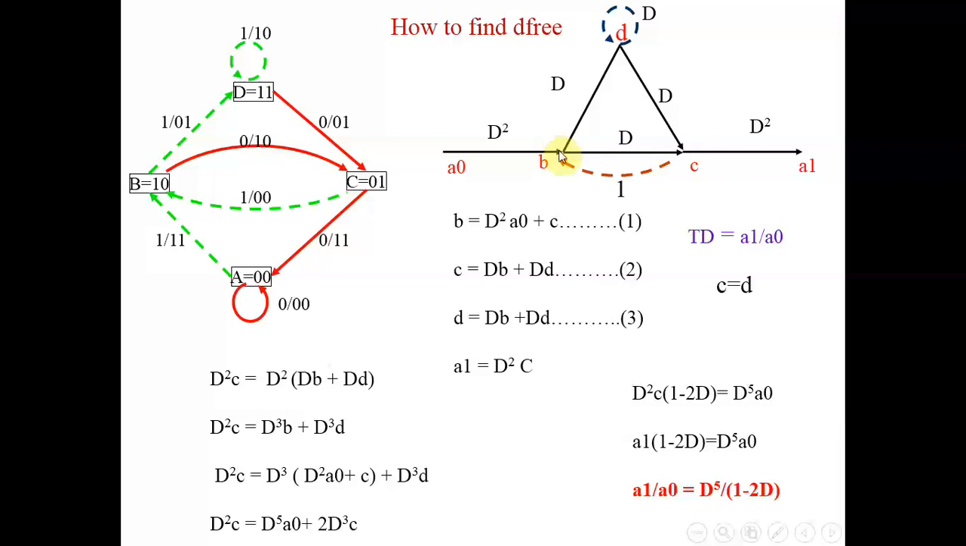Now when I go from B to D, how many ones am I getting? 1, because my output is 0 1, so that is D. When I remain in D, what is the output? 1 0. So when you remain in D, again it is D. So in short, this capital D indicates the number of ones present when you go from one state to another. Now when you go from D to C, you are again getting a single 1, so it is again D.